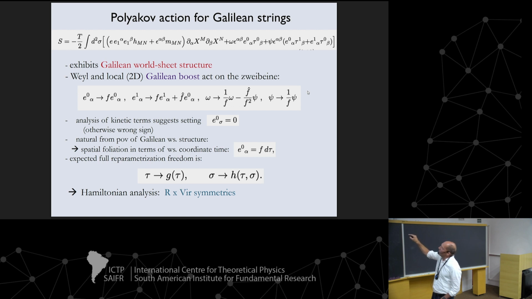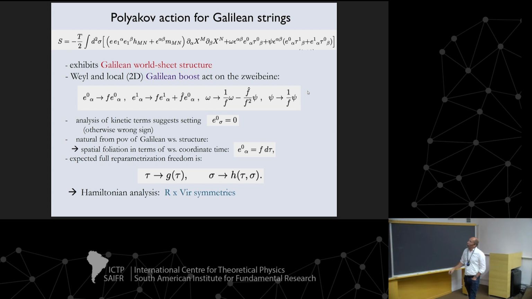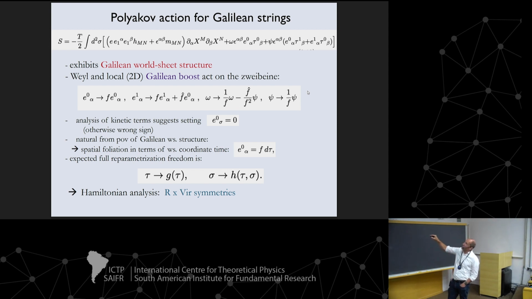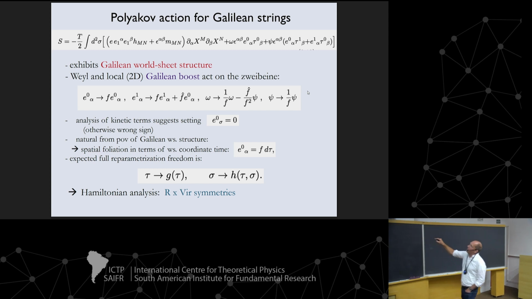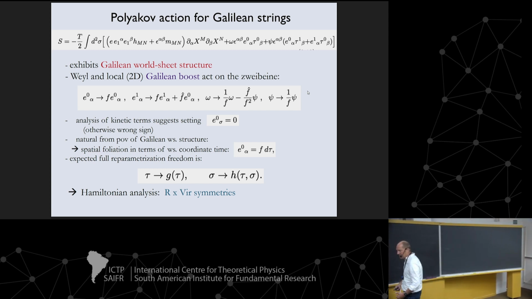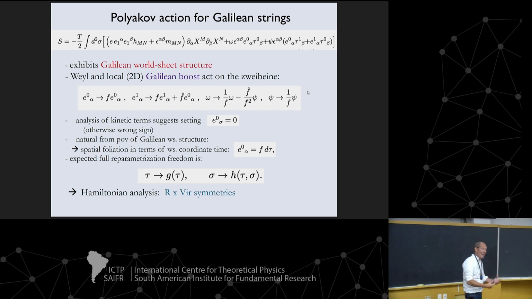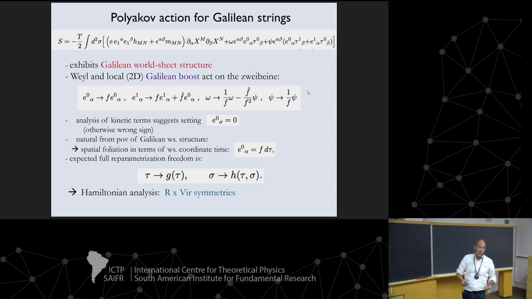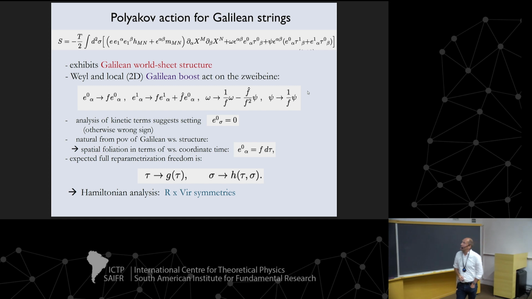And maybe not surprisingly, but it's nice to check explicitly that this Polyakov action has local Galilean boosts that precisely act on these Zweibeine. So the punchline here is that the Polyakov action has a natural Galilean geometric structure living on it.